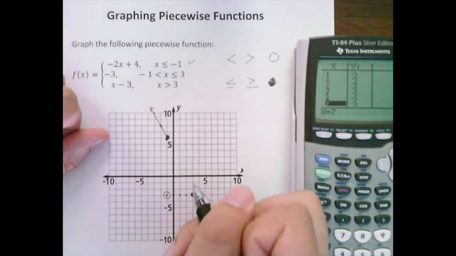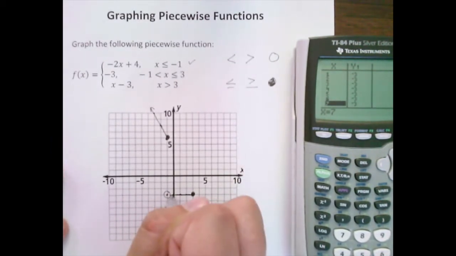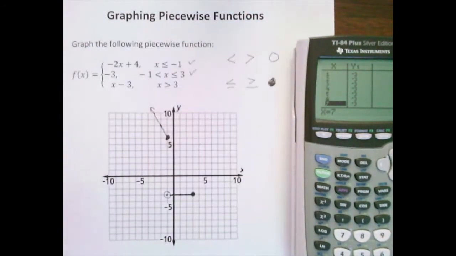The only thing left to do is just connect the dots. So in between, you're going to go through and connect the dots there. And that is my second piece that I have graphed.